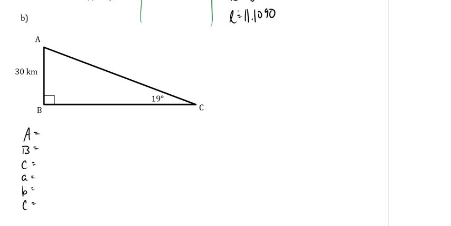All right, so I'm going to fill in my answers here. B is 90. Angle C is 19, and little c is 30 kilometers.